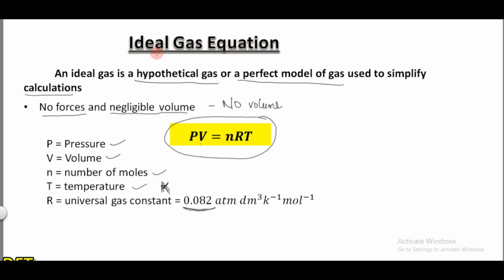So this is basically the major things that you need to know about the ideal gas equation. First of all, you've got to know the meaning of an ideal gas: that an ideal gas is a hypothetical gas or a perfect model of gas used to simplify calculations, and usually they have no forces and they have negligible volume, right? And the formula for the ideal gas equation is PV = nRT, where P stands for the pressure, V stands for volume, n stands for the number of moles of the gas, R stands for the universal gas constant, and the value is 0.082 atm dm³ per Kelvin per mole, and T stands for temperature, which is usually measured in Kelvin, right?